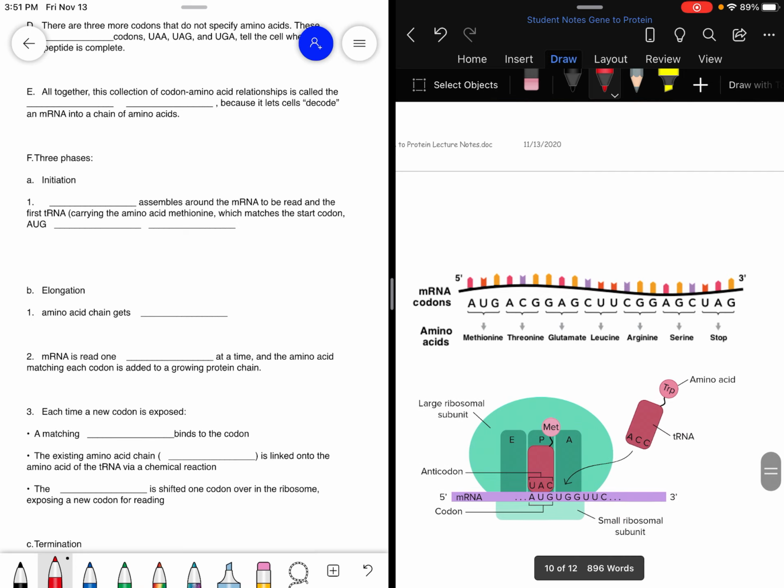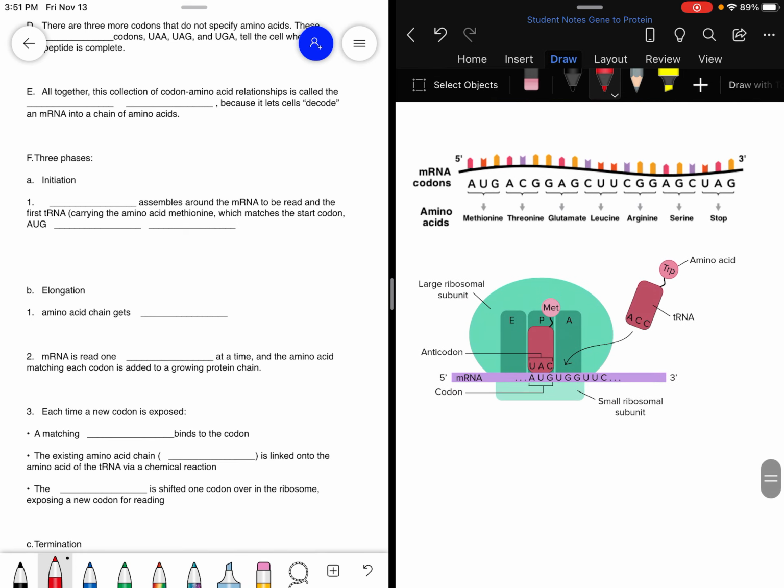So let's get on into the 3 stages of translation. The first stage, again, is initiation. The second stage is elongation, and the third stage is termination. Sound familiar?